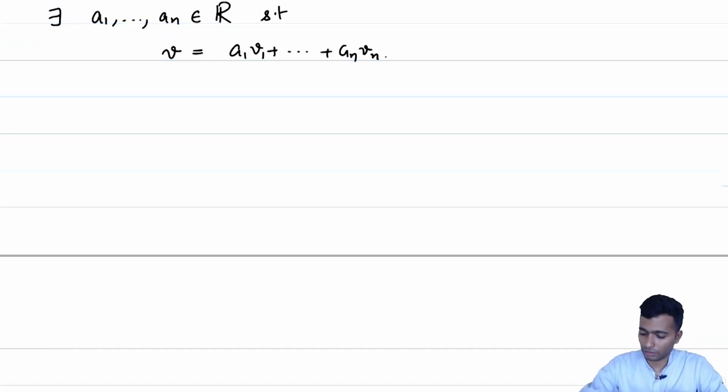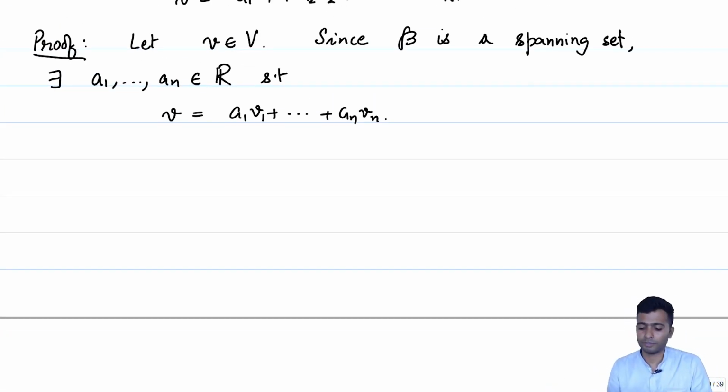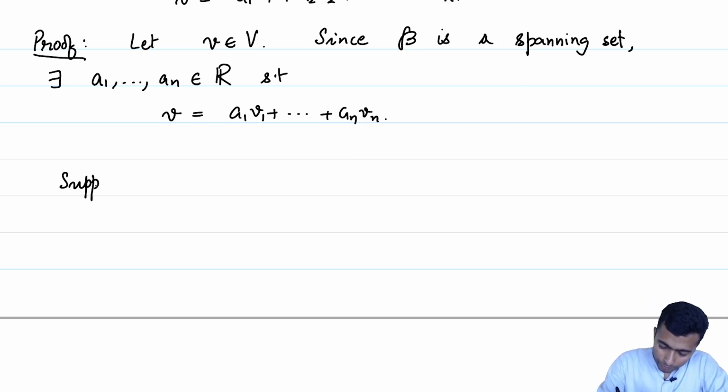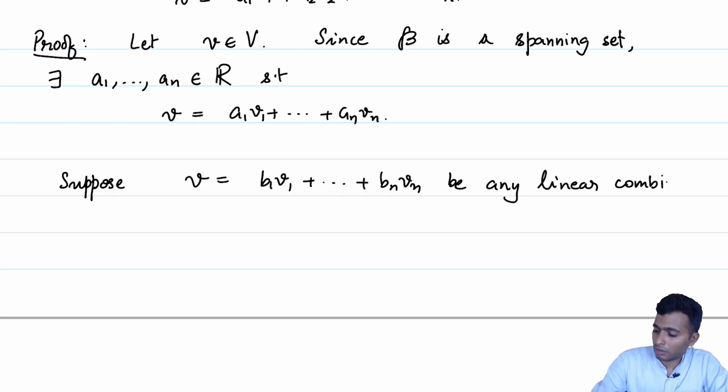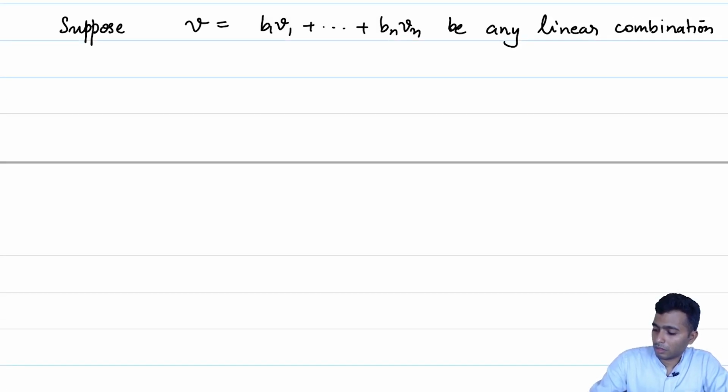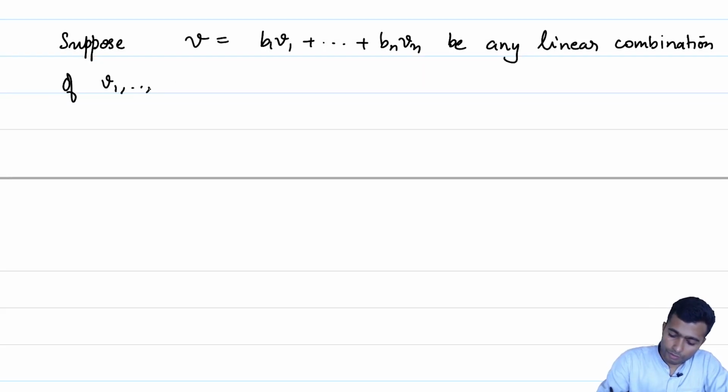So, we will show that if we have any other linear combination of v1, v2 up to vn which is equal to v, it should necessarily be the same as the linear combination in terms of a1, a2 up to an. To do that, let us start with another linear combination. Suppose v is equal to b1 v1 plus dot dot dot plus bn vn, be any linear combination of v1 to vn equal to v.